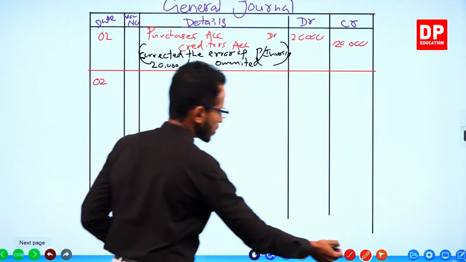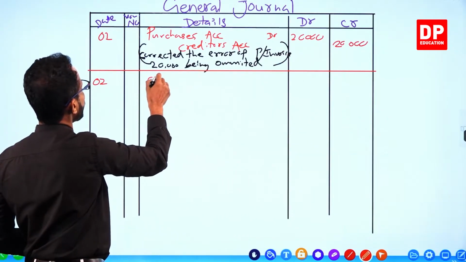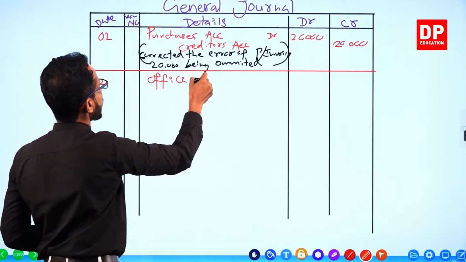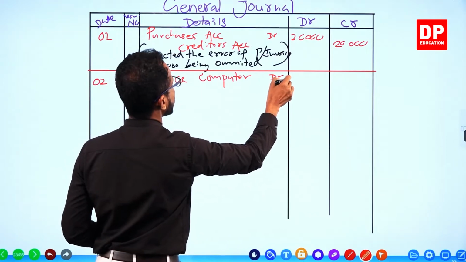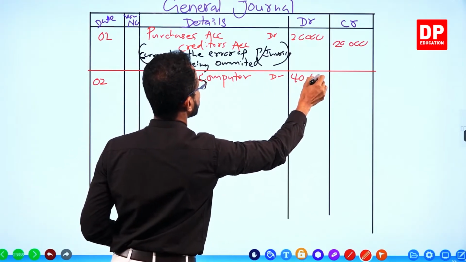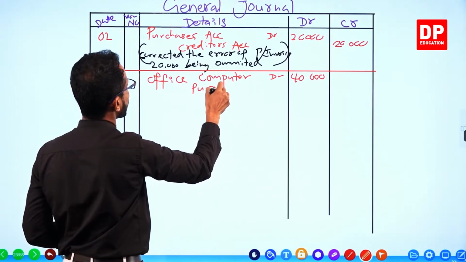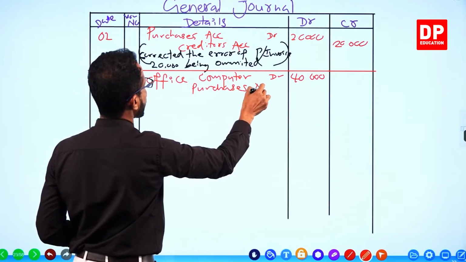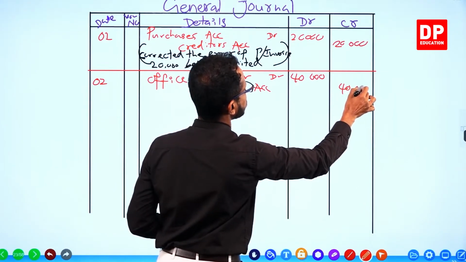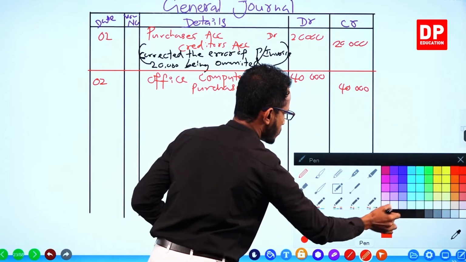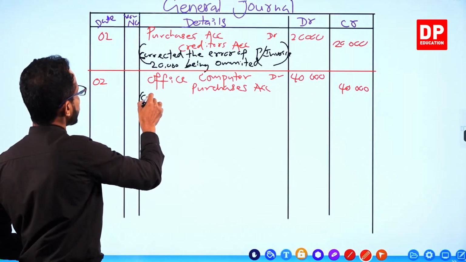Let's take the debit entry first. Office computer debit 40,000. Then purchases account credit 40,000. Narration. What should be the narration? Corrected.